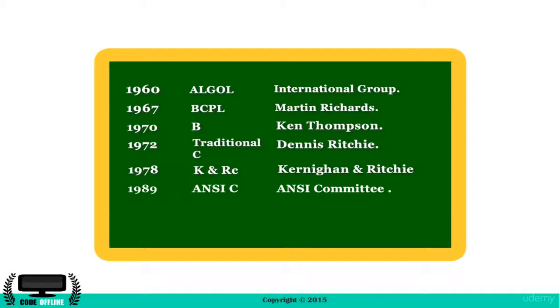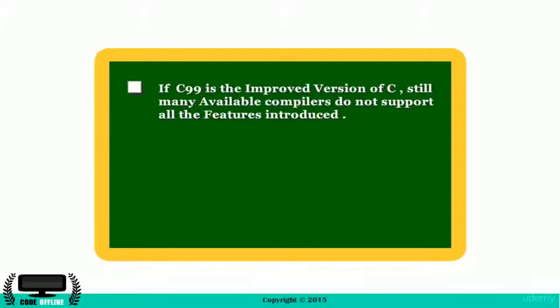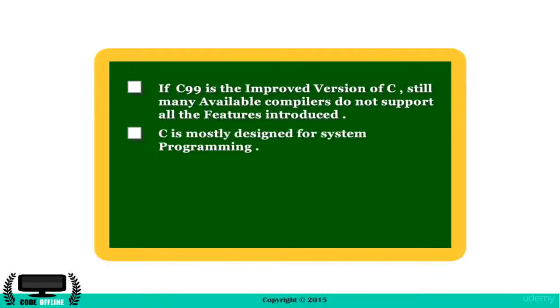In 1989, ANSI C was introduced by the ANSI Committee. And in 1990, ANSI C, also called ISO C, was introduced by the ISO Committee. And in 1999, C99 was introduced by the Standardization Committee. C99 is the improved version of the C programming language, but still many available compilers do not support all the features introduced in C99.